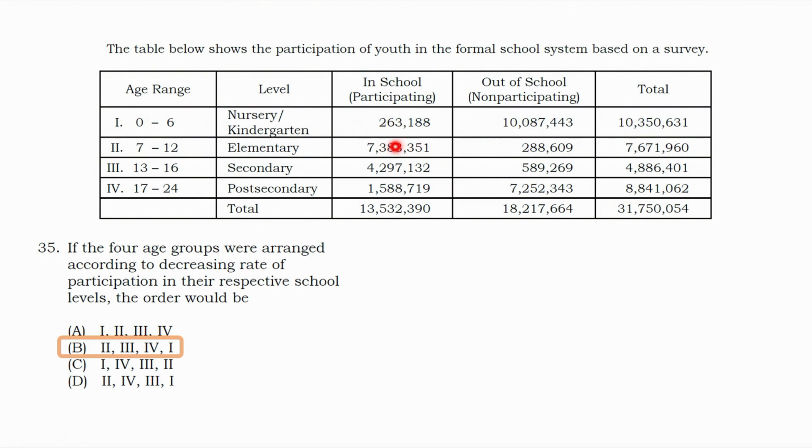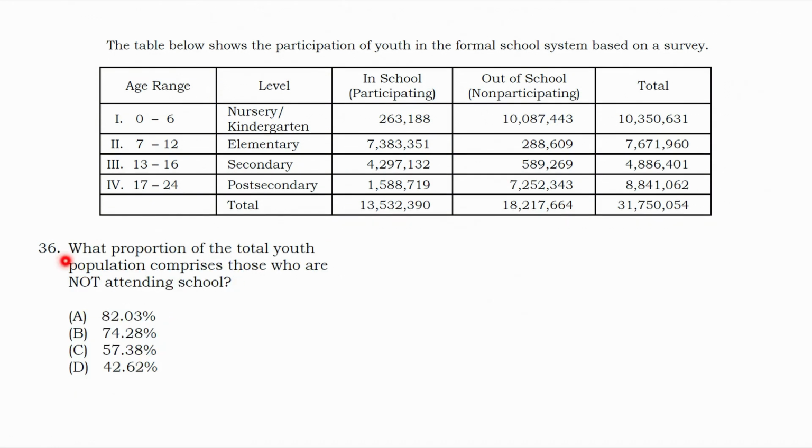So, dito, hanapin natin kung sino yung pinakamataas. So, 2, ito yung may pinakamataas, yung age range na nasa 2, 7 to 12 years old. Ayan, so 7 million, and then 4 million, 1 million, and then lastly yung 1. Or yung nasa age range na 0 to 6, 263,000. So, 2, 3, 4, and then 1. So, the correct answer is letter B. 2, 3, 4, 1. Number 36, what proportion of the total youth population comprises those who are not attending school?